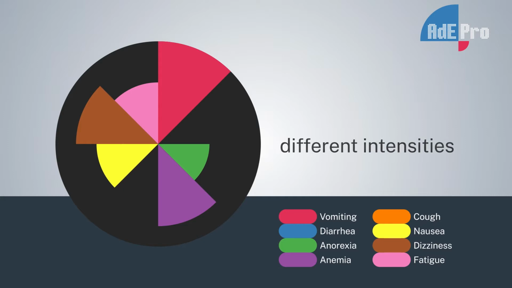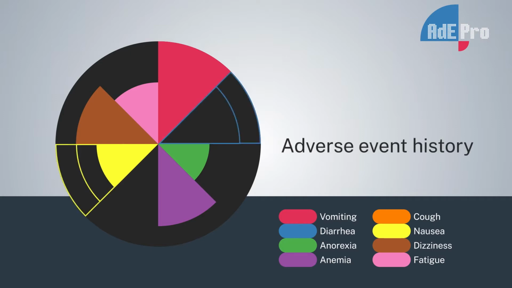Another interesting piece of information is the adverse event history of a patient. Now we see slices that are not fully colored, where we can only see the edges. That means that those particular adverse events appeared on a previous day of the study, but not on this day that we're looking at the moment.